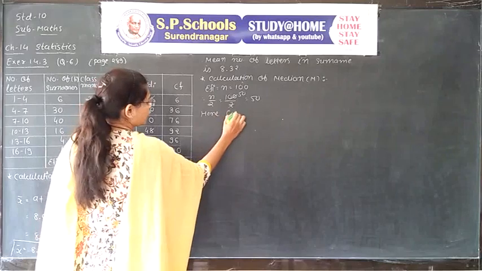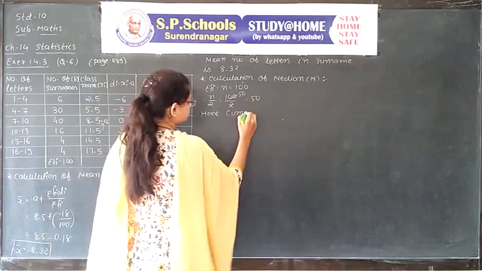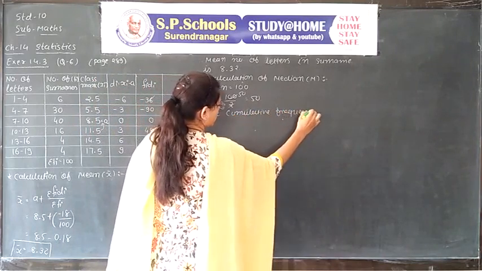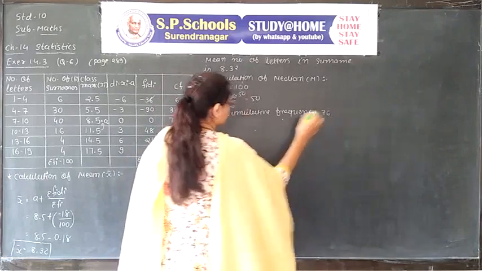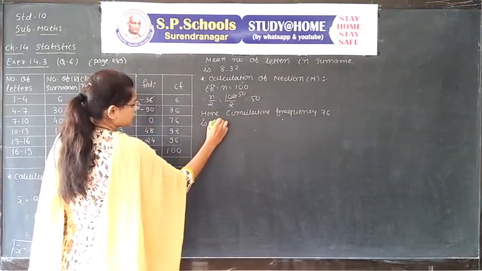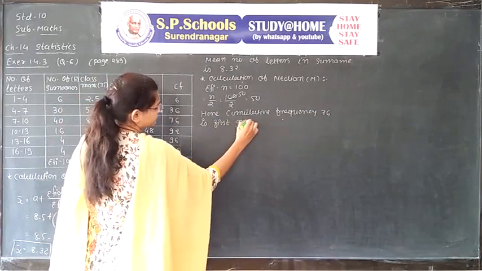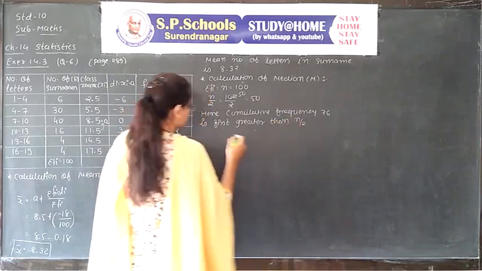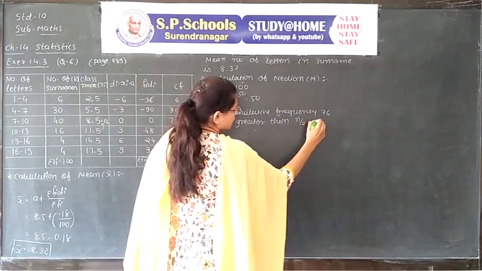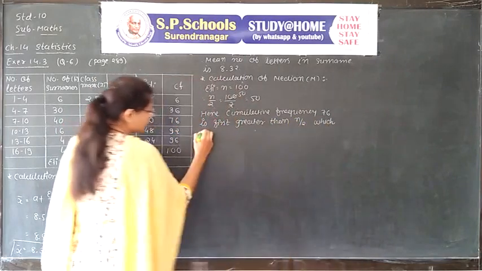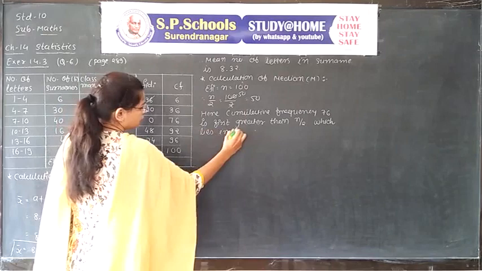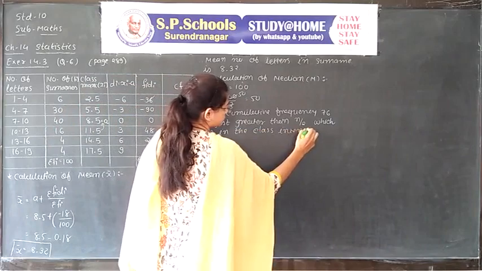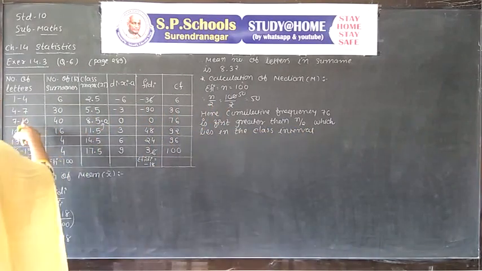Here the cumulative frequency is first greater than n upon 2, which lies in the class interval 7 to 10.